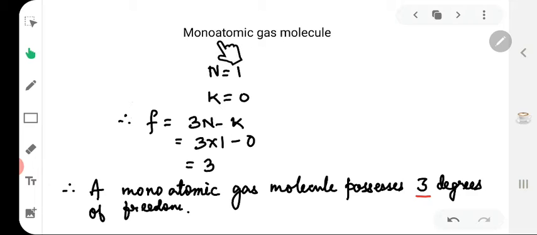Let's begin with the monoatomic gas molecule. Now, how many atoms are present inside that molecule? Obviously it is monoatomic, so n will be equal to 1. If there is only one particle, then k, that is the number of independent relations, will be equal to 0, as there is only one particle. So f, that is equal to 3n minus k, will be equal to 3 into 1, n is 1, minus 0, k is 0. So 3 into 1 is 3, 3 minus 0 gives us 3. Therefore, a monoatomic gas molecule possesses 3 degrees of freedom.